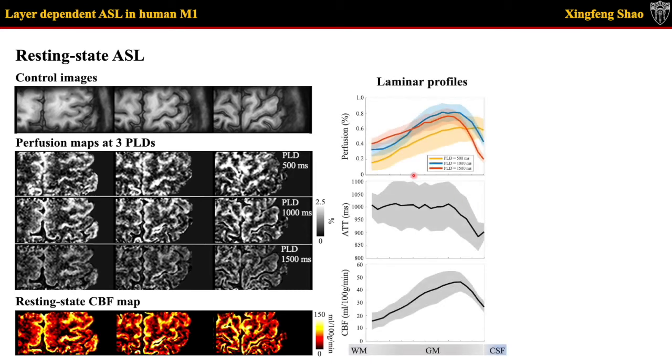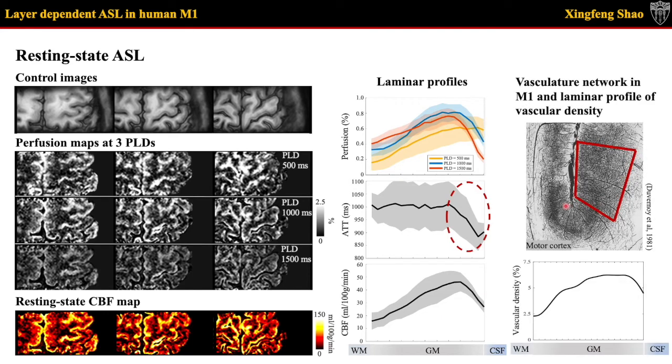And here shows the laminar profile of perfusion signal at the 3 post-labeling delays across cortical layers from white matter towards CSF. The perfusion signal increased towards the CSF boundary at PLD of 500 milliseconds, and the peak shifts towards middle layers at longer PLDs. In this plot of the laminar profile of arterial transit time, we can see the labeled blood first arrives near the pial surface, and about 100 milliseconds later, it arrives in middle and deep layers. In this bottom plot, the CBF profile shows a single peak in the middle layers.